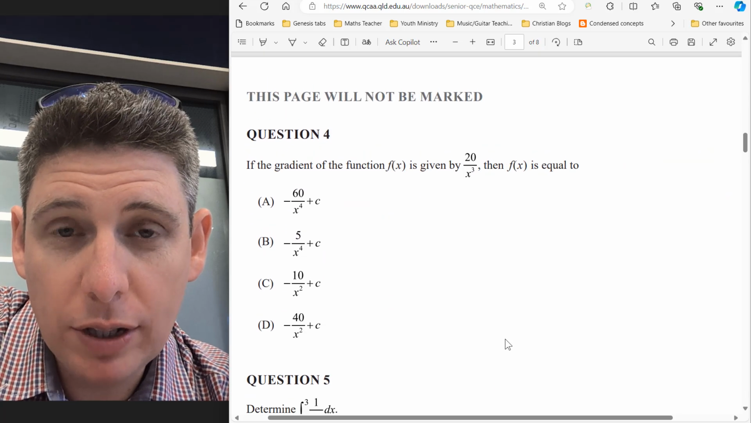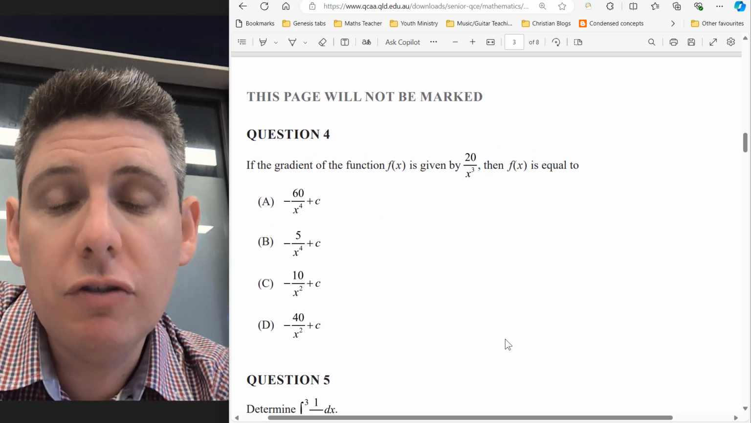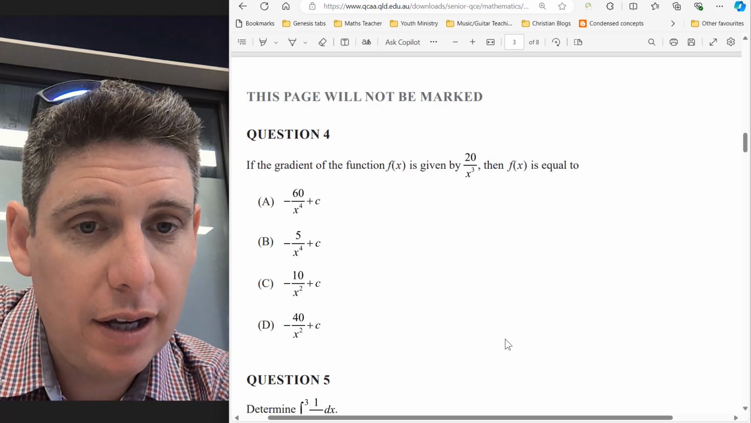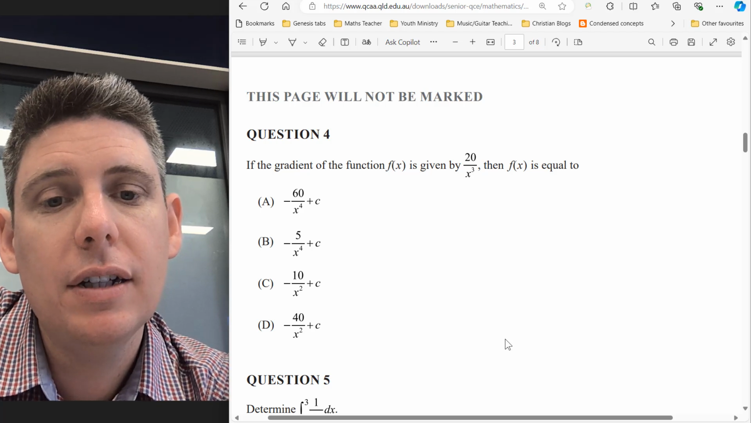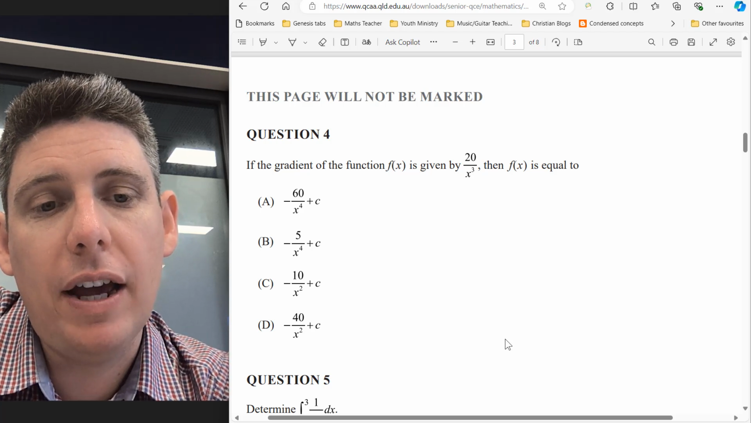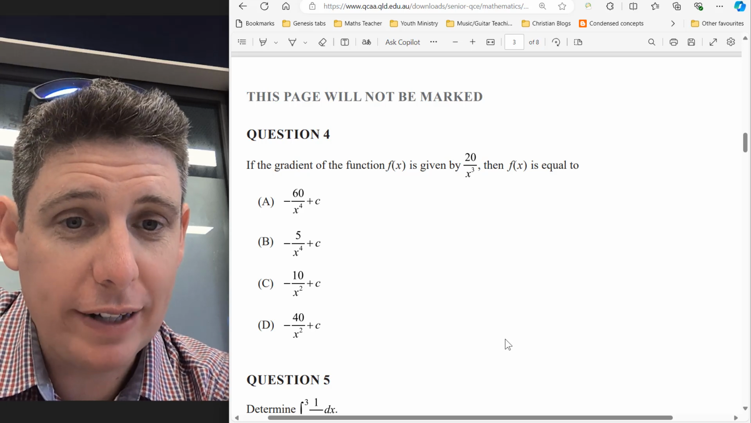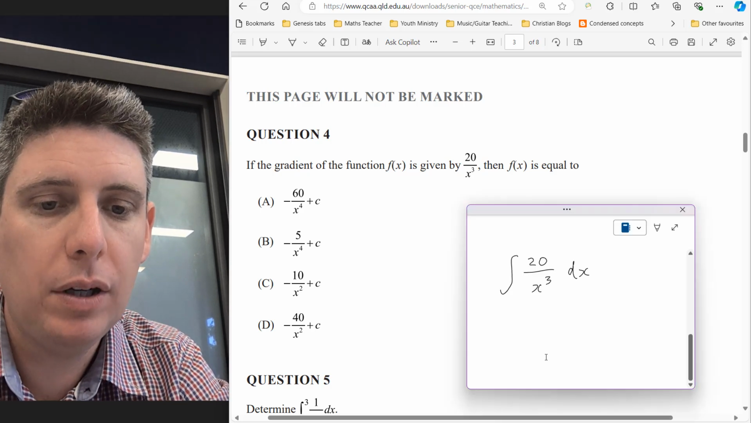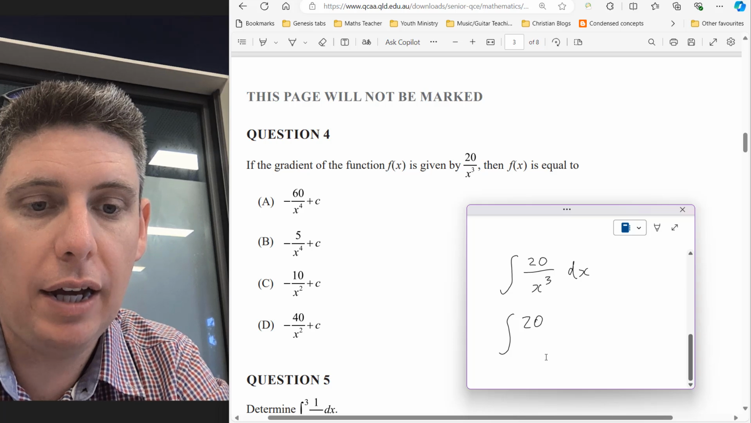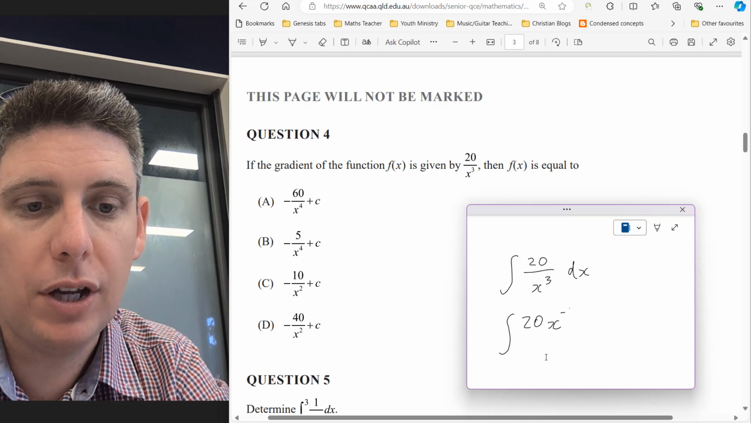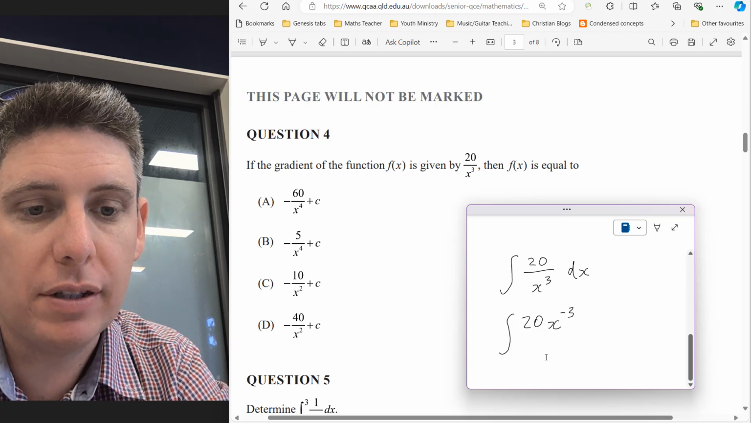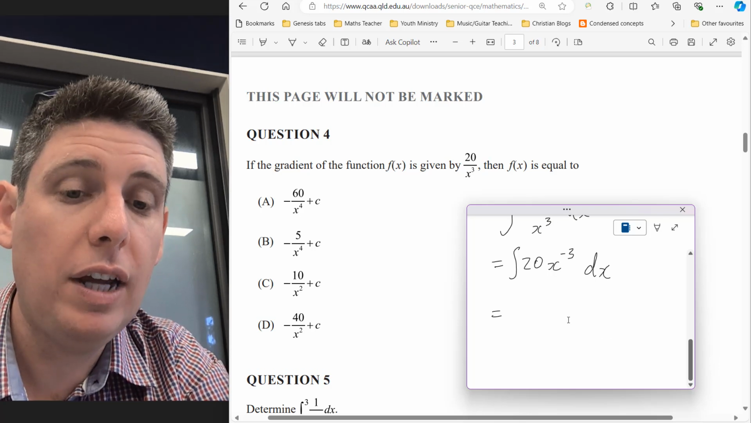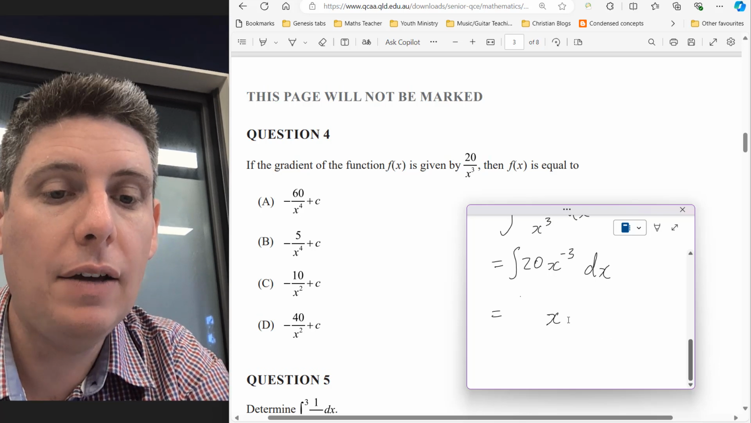All right, let's try question 4. If the gradient of a function is this, then f of x is equal to... So we've been given the gradient and we want to find f(x). So that means we're integrating. It might help to bring the x cubed up the top. So indices laws, 1 over x cubed is the same as x to the negative 3. So whenever we integrate, we add 1 to the power.